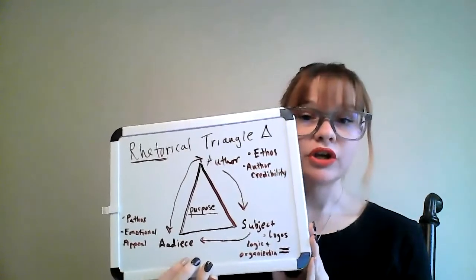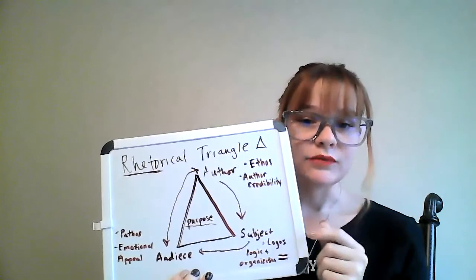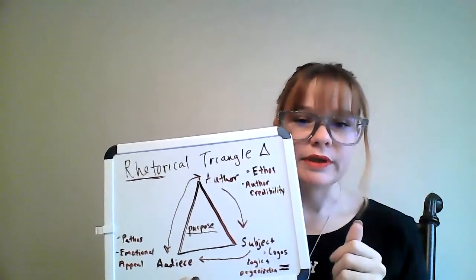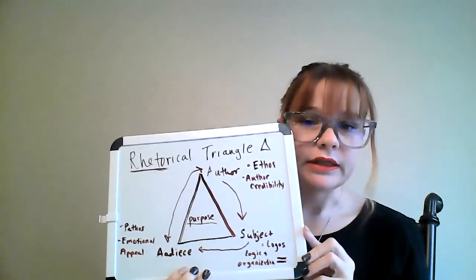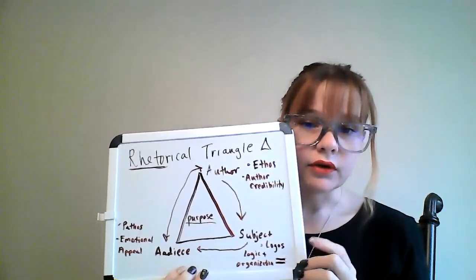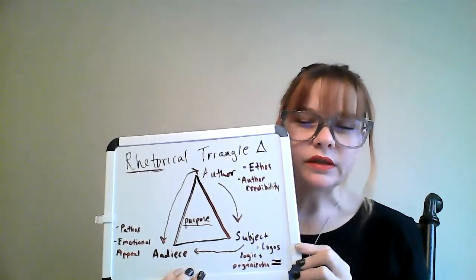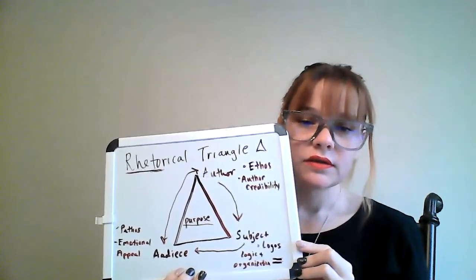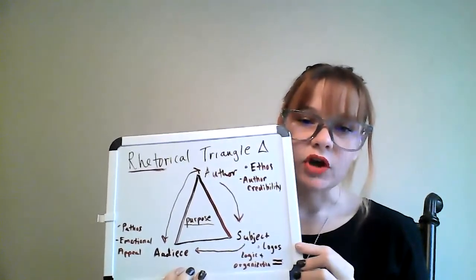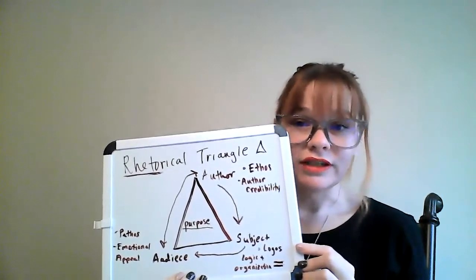So later on in the week, you guys are going to be viewing commercials and probably drawing your own triangles to decide who is the author, what is the subject, who is the audience, what is their purpose. You're probably going to need to tell us what is their author credibility, what is the logic and organization of their argument, and what is the emotional appeal that they use in order to get their point across to the audience. And you're going to need to tell what the purpose of their commercial is. You also need to tell whether or not they're successful in their endeavor.